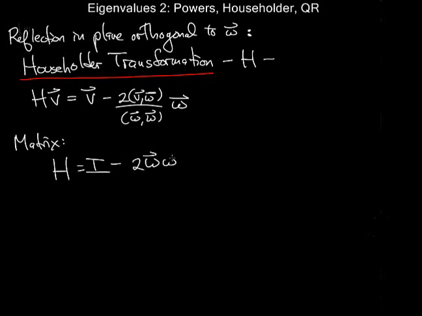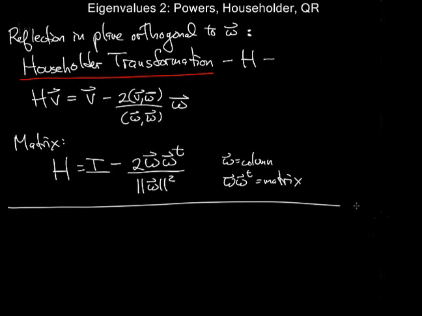And the matrix of it is this. It's the identity minus 2 WW transpose over the length of W squared. W is a column vector here, so WW transpose is a matrix. So this whole thing is an n by n matrix. Okay, so that's a Householder transformation and a Householder matrix.